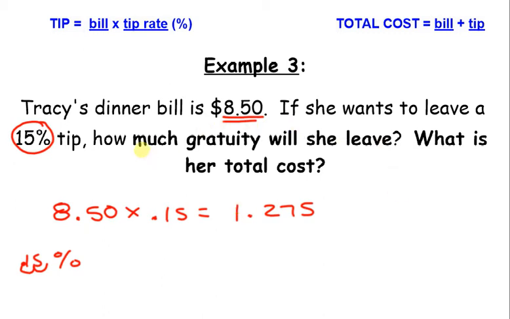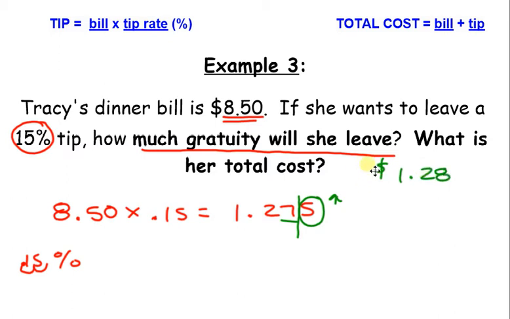Now, here's where we can get tricky. The first part of the question says, how much gratuity should she leave? So for that answer, we are going to have to round this number. So here's our hundredths place. Put our stick. This 5 is going to tell us that we need to go up. So how much gratuity should she leave? She should leave $1.28. Okay? For this guy right here.